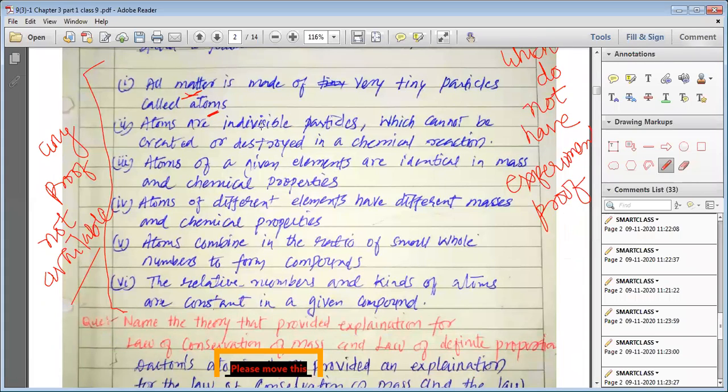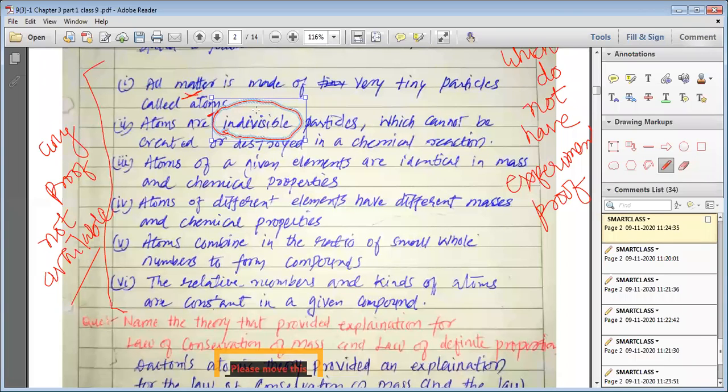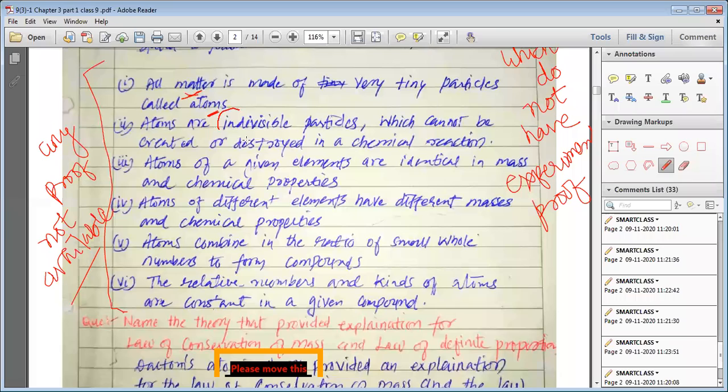What is the meaning of indivisible? Atoms are indivisible particles. What is the meaning of indivisible, my dear students? Indivisible means cannot be divided further.